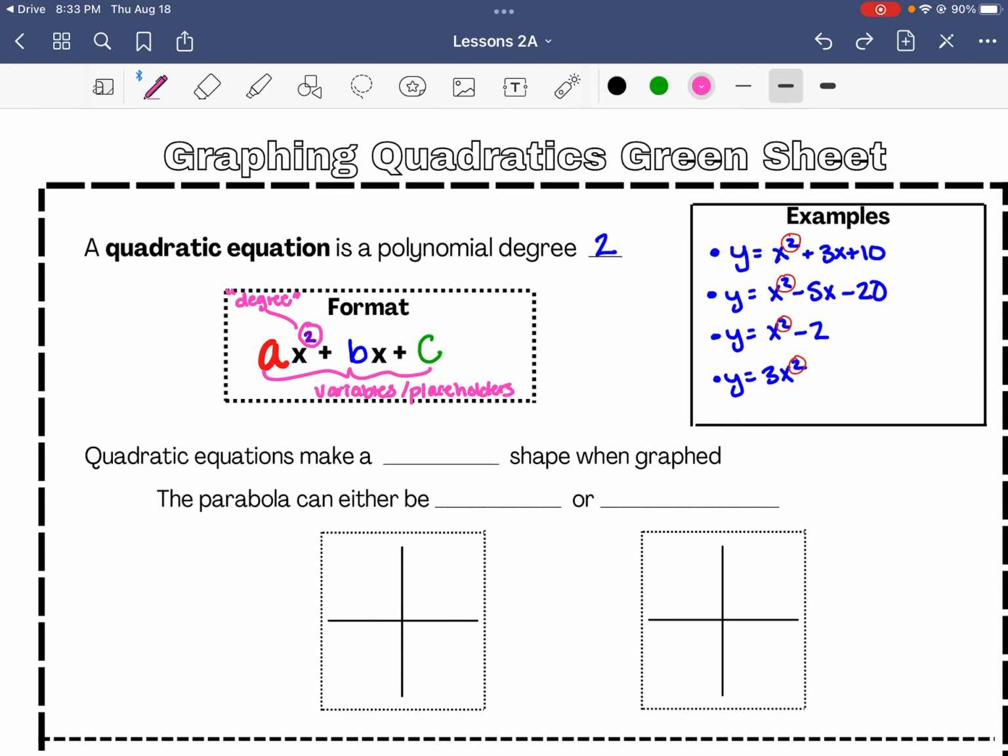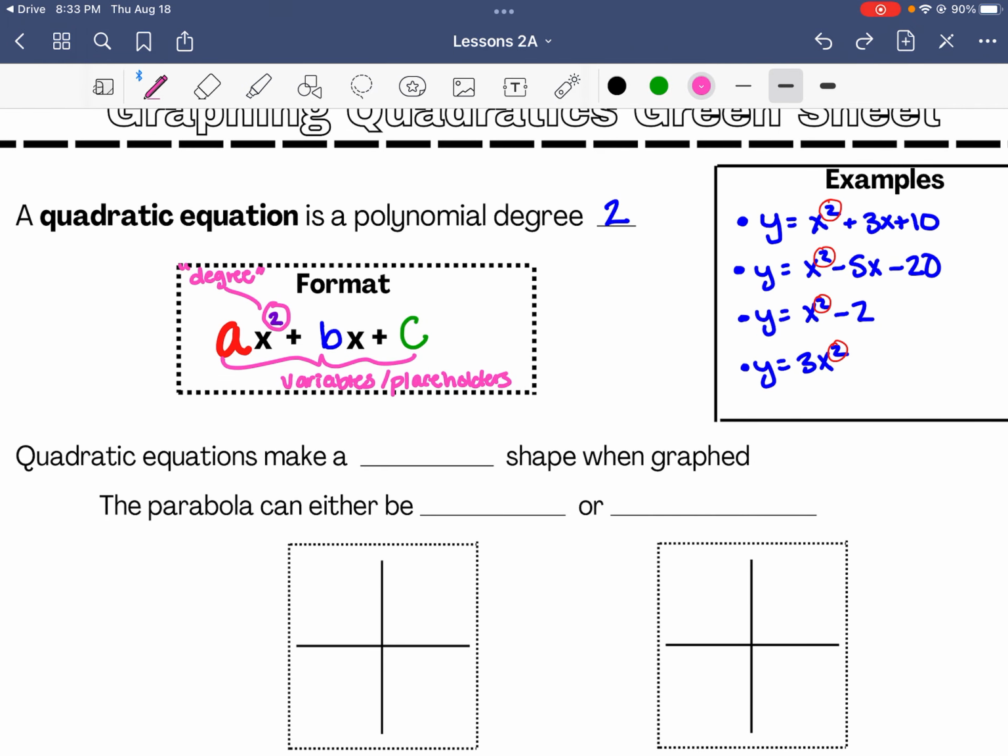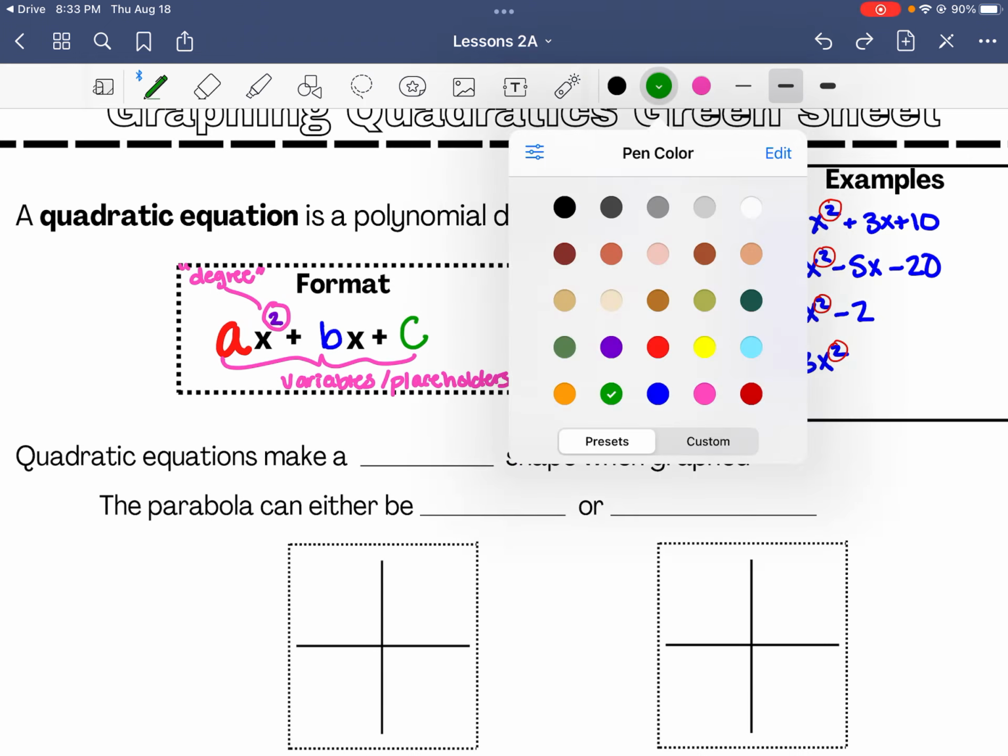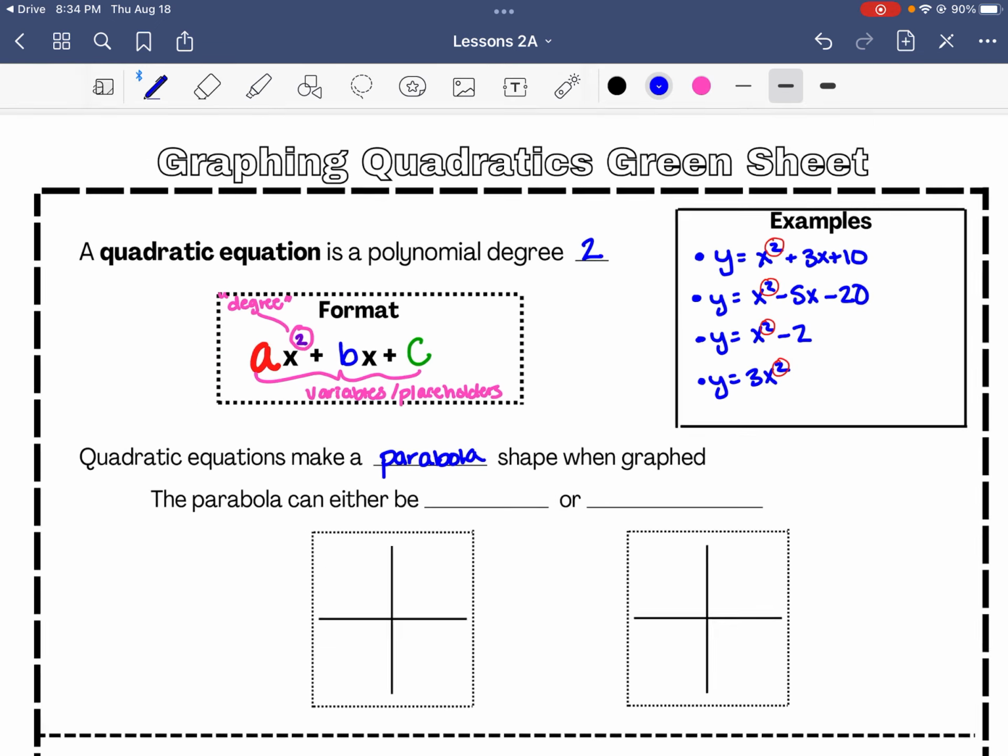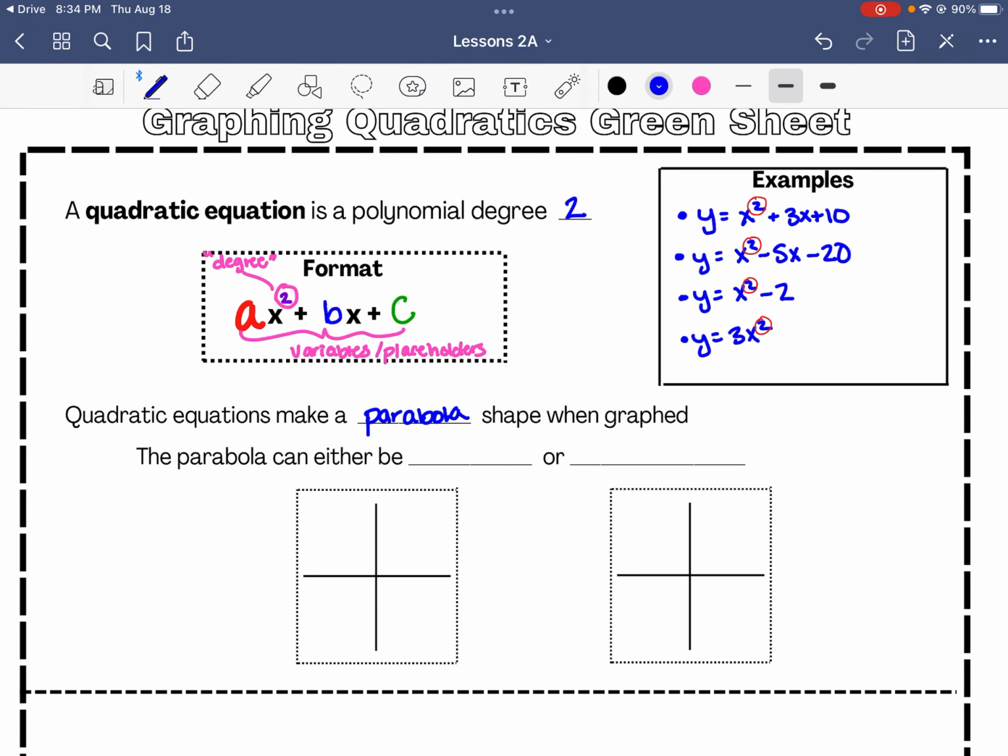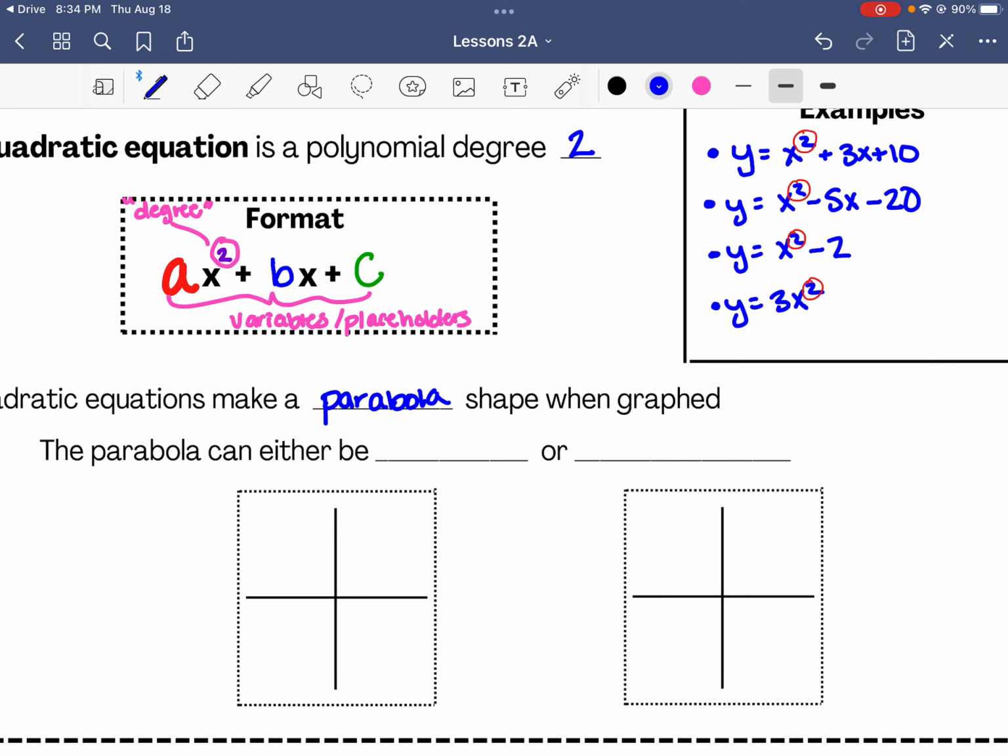Now, what this unit is talking about is what happens when we graph them. So when we graph a quadratic equation, it makes something called a parabola shape. Parabola. Now, this parabola shape looks like one of two things. It can either look like a smiling, or it can be frowning.